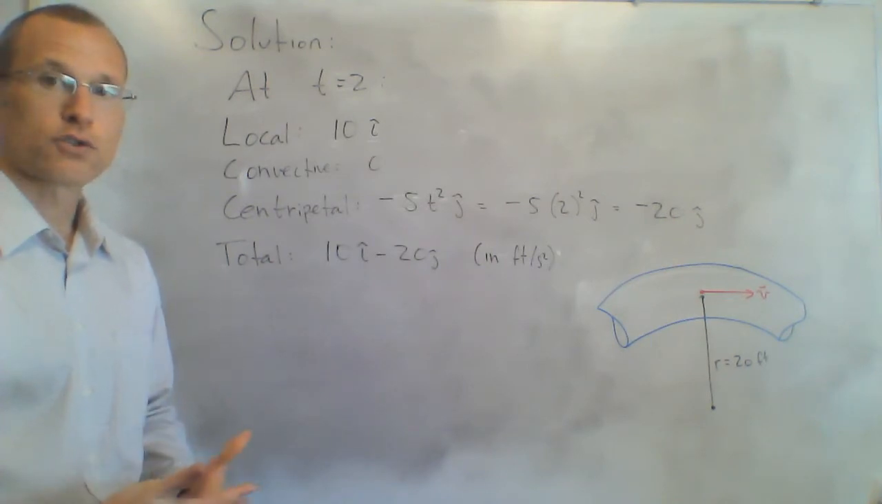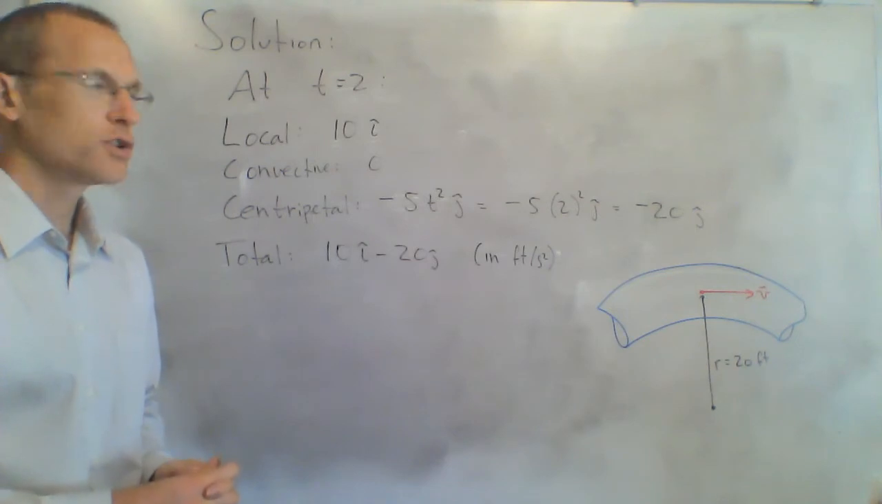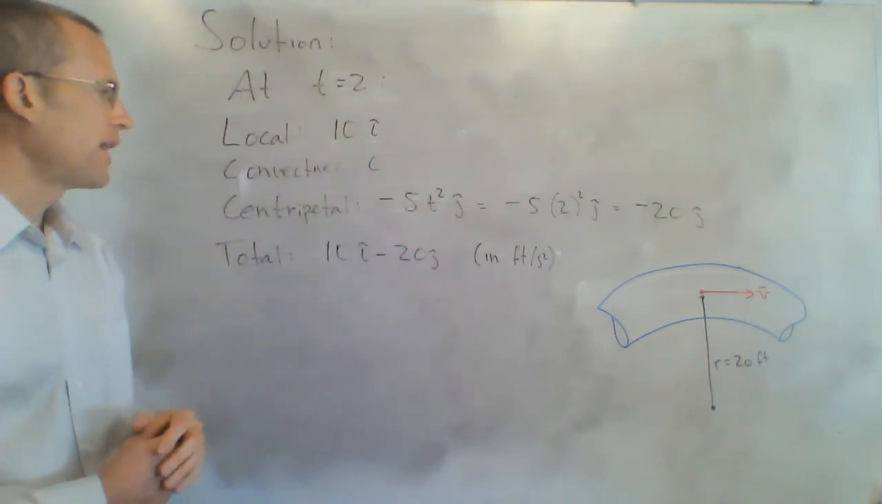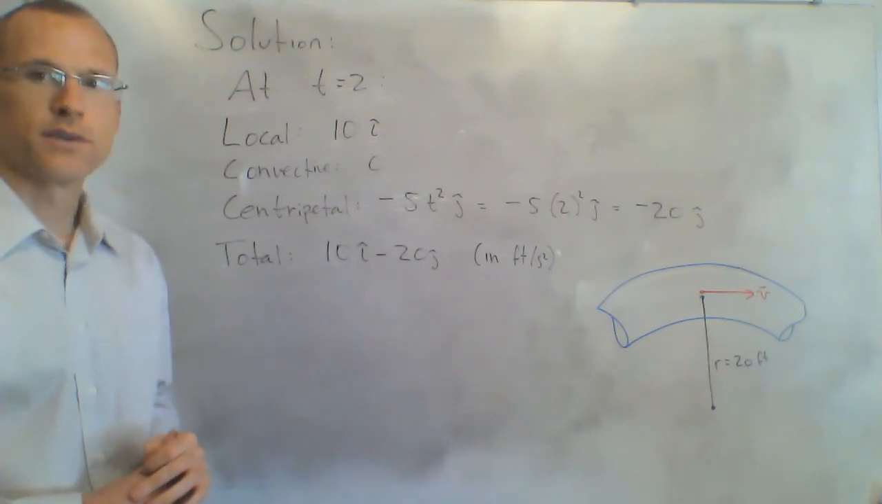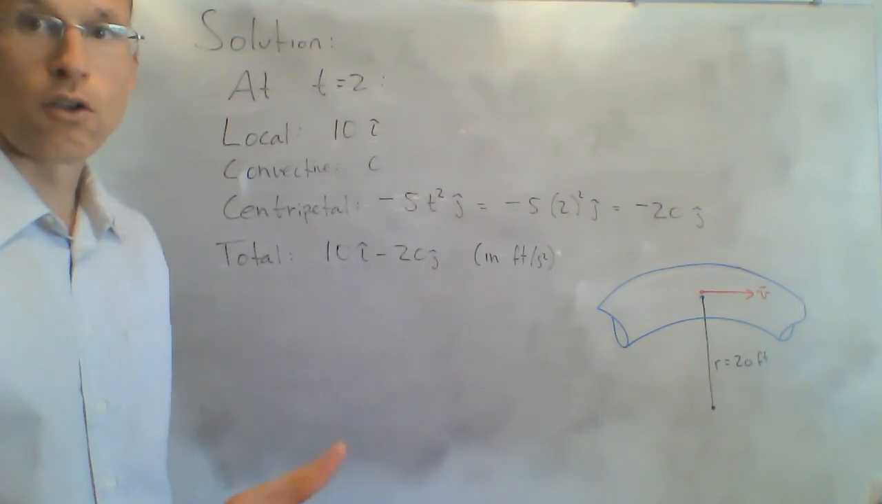Then of course also want the total acceleration. Total, just add these three together. Add them together gives me 10i minus 20j. And that of course is in feet per second squared, as all of them are in feet per second squared.